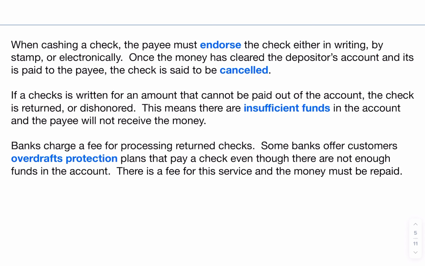When you receive a check, for example, let's say a friend of yours writes you a check, you need to what's called endorse that check. Endorsing it means on the back of the check, you are either signing it in writing, stamping it if you're an organization, or confirming electronically that you are making that deposit. Once that money has cleared the depositor's account, meaning the funds are in there, then the check is said to be canceled.